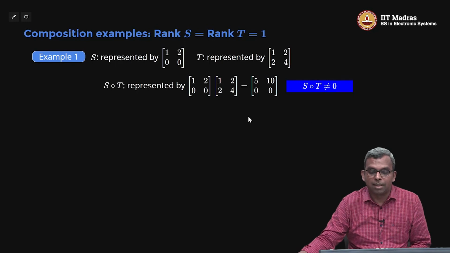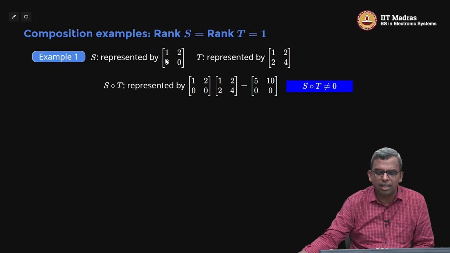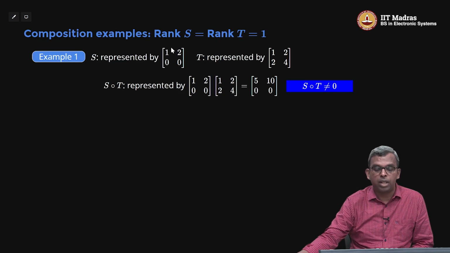Here is an example. This is an example with rank S equals rank T equals 1. This is example 1. S is represented by 1, 2, 0, 0. This is one matrix. T is represented by 1, 2, 2, 4. Notice clearly the rank here is 1. Here also rank is 1, right? 1, 2 and 2, 4 are linearly dependent. If you multiply 1, 2 by 2, you get 2, 4. So, both of them have rank 1. If you now look at S composed with T, it is represented by the product of these two, right? And if you multiply 1, 2, 0, 0 by 1, 2, 2, 4, you get 5, 10, 0, 0.